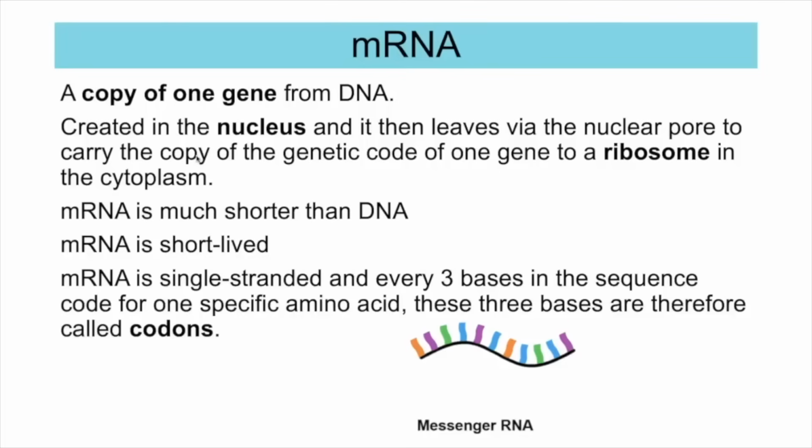So the mRNA is a copy of one gene of DNA, but it's a single strand, and every 3 bases in the sequence codes for one specific amino acid. And these 3 bases are known as a codon. So a codon is 3 bases on mRNA that codes for a specific amino acid.